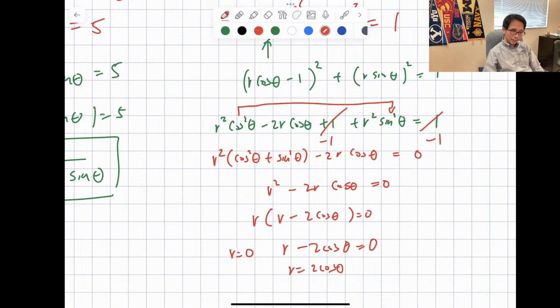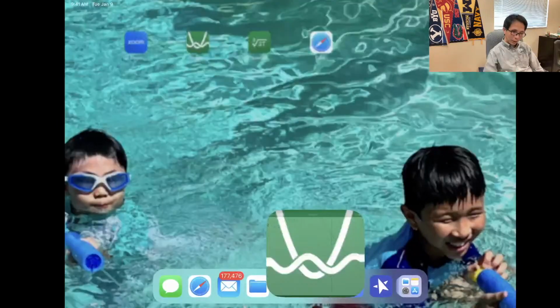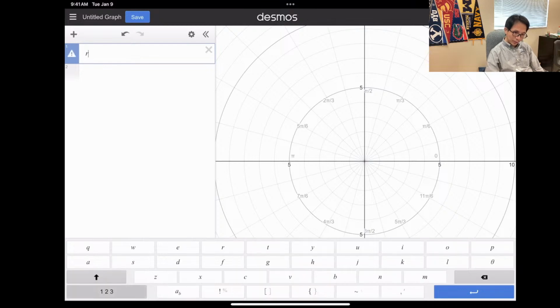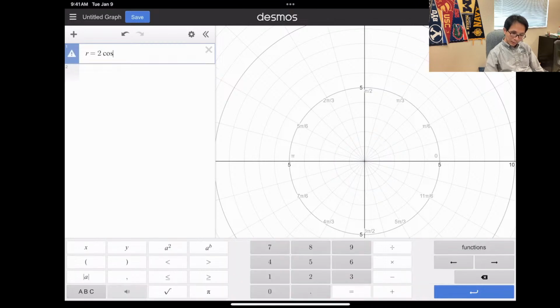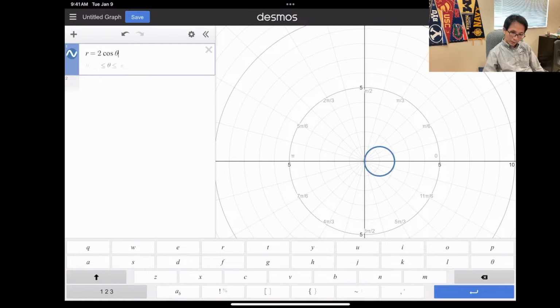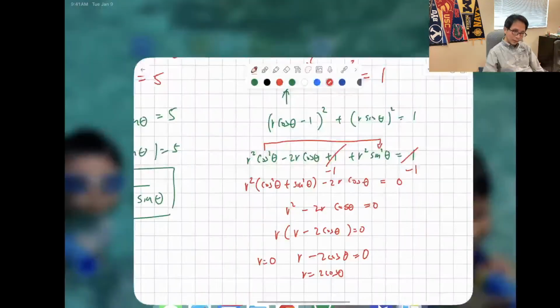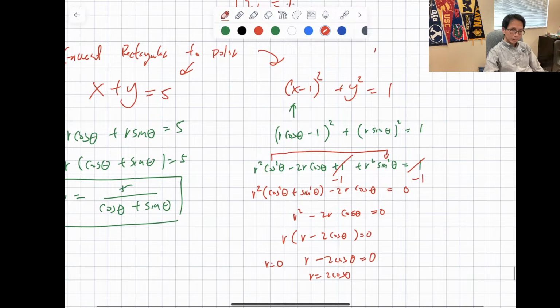If you don't believe me, type in r equal to 2 cosine theta. Then therefore it is a circle shifted right 1 with a radius of 1. Just like what we predicted here. Now it's not r equal to 0. R equal to 0 is a small dot. It's just a single point at the pole, at the origin. So it's not a representation of this.